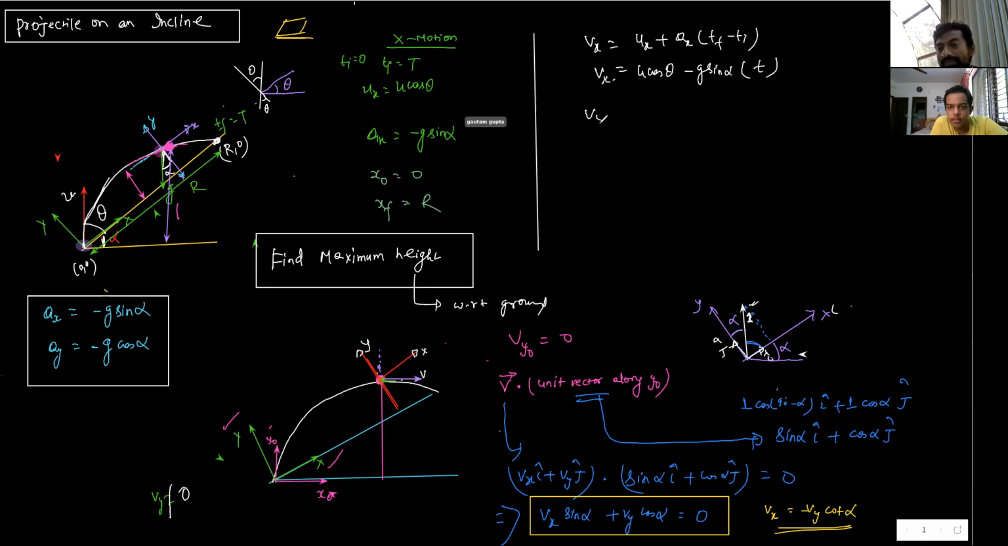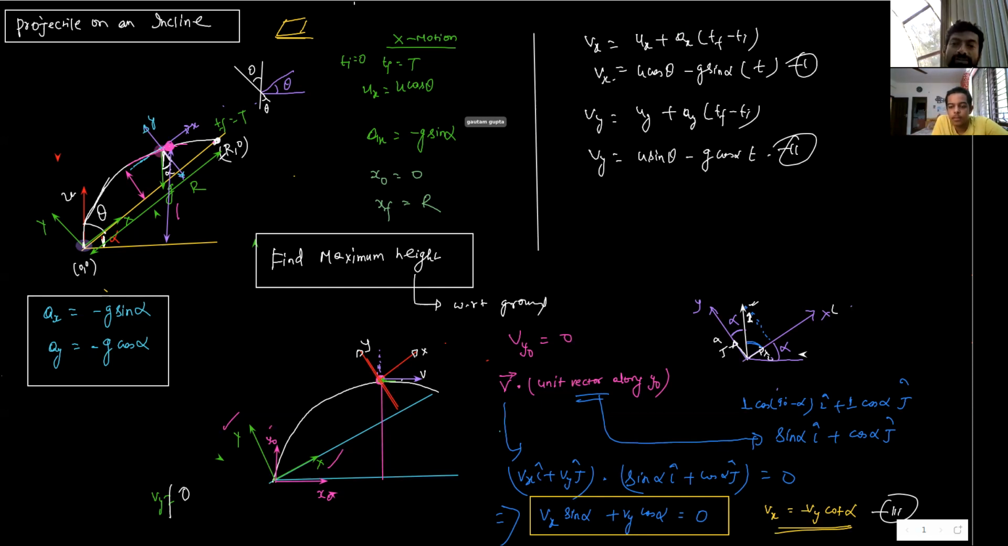Similarly, you can write vy as uy plus ay into tf minus ti. So what is your vy? Let it be vy. uy is your u sin theta. ay is your minus g cos alpha into T. Is that clear? Use these 3 equations and you can find out the time T. Eliminate T from the first and second and use that in the third. You will get your time.